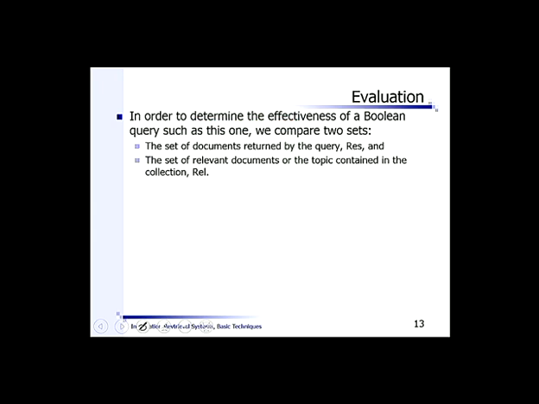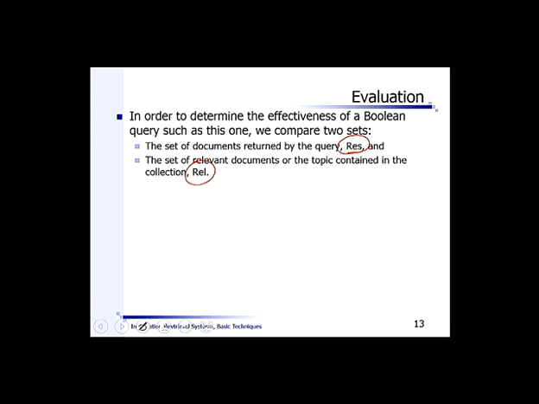So when the user says it is relevant or not, the binary yes or no, then we compare two sets. The set of documents returned by the query, we call it the result set, and the set of relevant documents in the topic collection, we call it the relevant set. So the result set is the set of documents that are returned by the algorithm that you have developed, okay, and the relevant set is actually the set of documents which are really relevant to that topic.